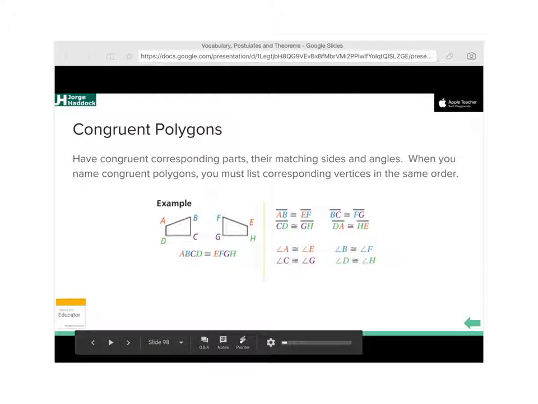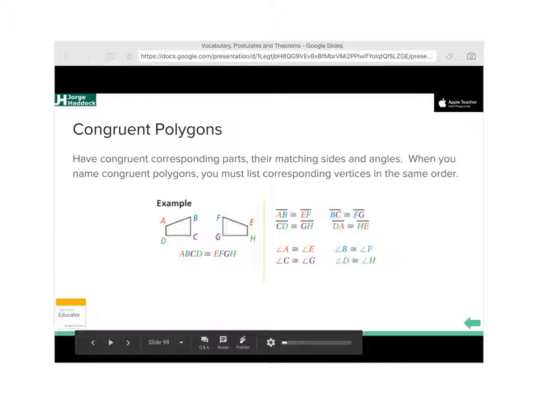Hi, so in this lesson we're going to be working with congruent polygons. Congruent polygons have congruent corresponding parts, so their matching sides and angles are congruent. When you name a congruent polygon, you must list corresponding vertices in the same order.